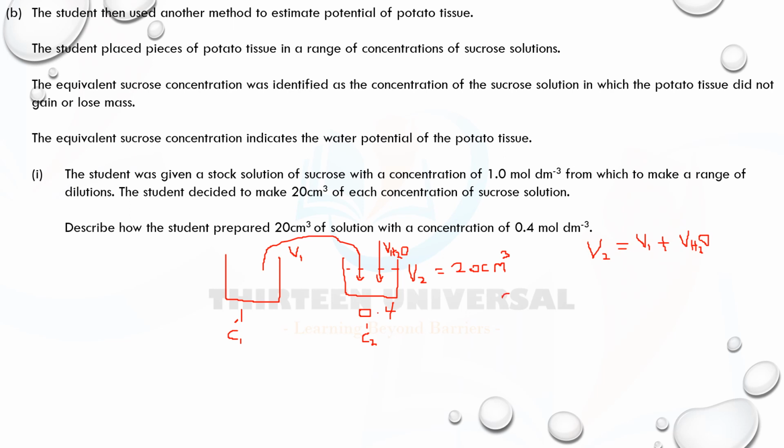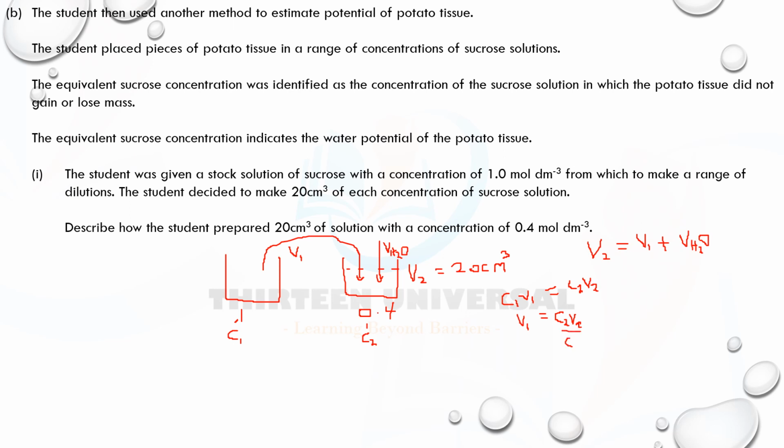Don't forget the dilution formula. That's C1 V1 equals C2 V2. That's very important. Everything has been given. You just need to get V1 so that we can get the volume of water. So V1 will be equal to, making it the subject of the formula, C2 V2 all over C1.